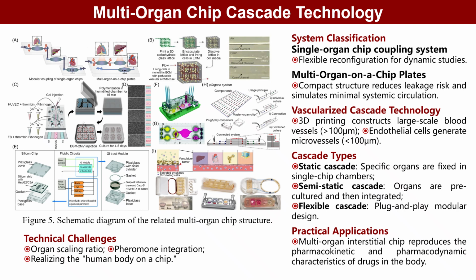Multi-organ system interconnects organ-on-a-chips via microfluidic channels to study cross-organ interactions. Multi-organ systems fall into 2 types, single-organ chip coupling system and multi-organ on-a-chip plates. The core of system interconnection is constructing physiological vascular networks, with current methods including 3D bioprinted large-scale vectorized tissues and microchannel formation via endothelial cells. Based on interconnection modes, system is classified into static, semi-static, and flexible cascade systems. In disease research, system offers a human physiologically relevant platform.